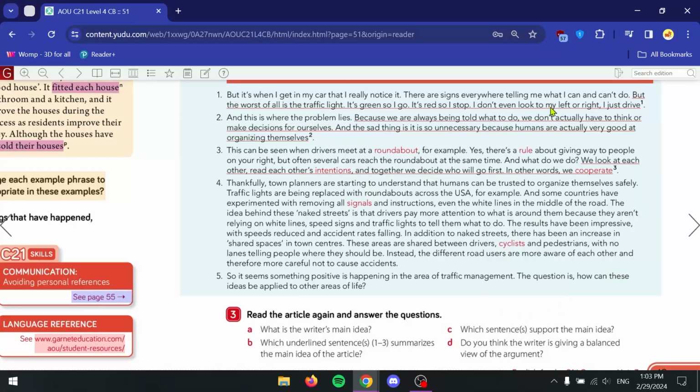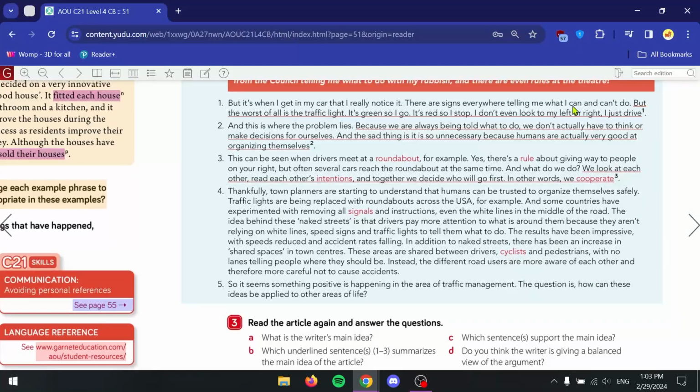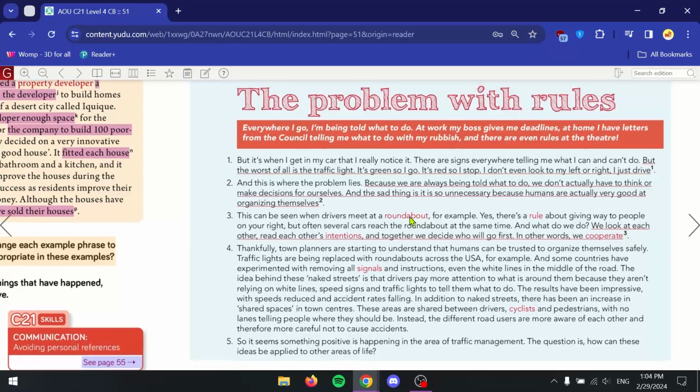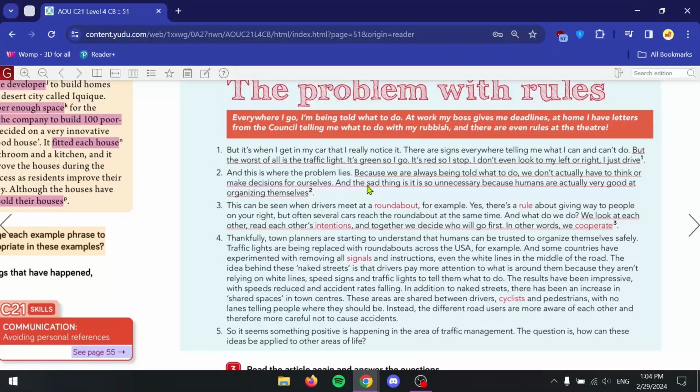We could also say this right here supports the main idea. The worst of all is the traffic light. It's green, so I go. It's red, so I stop. I don't even look to my left or right. It supports the main idea that there are too many rules, and I have a problem with it as a writer. So, yeah.